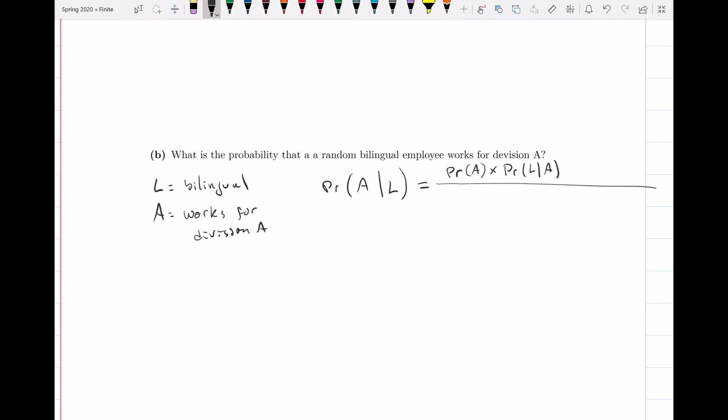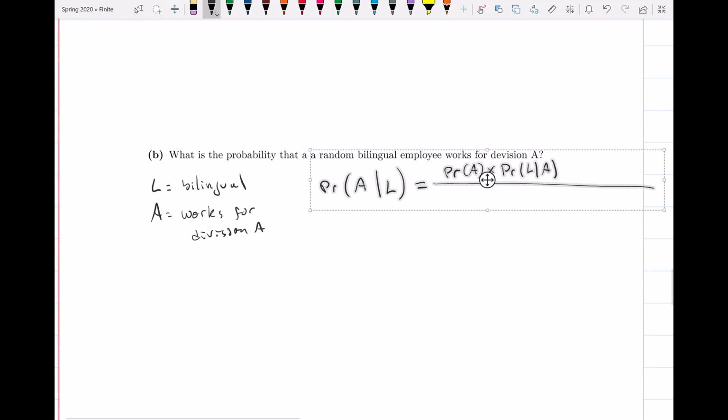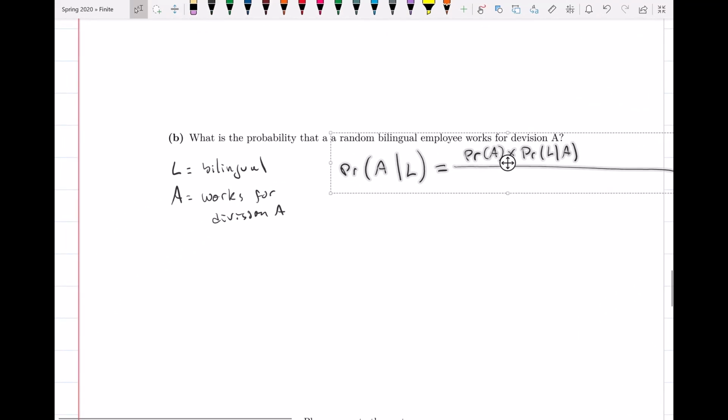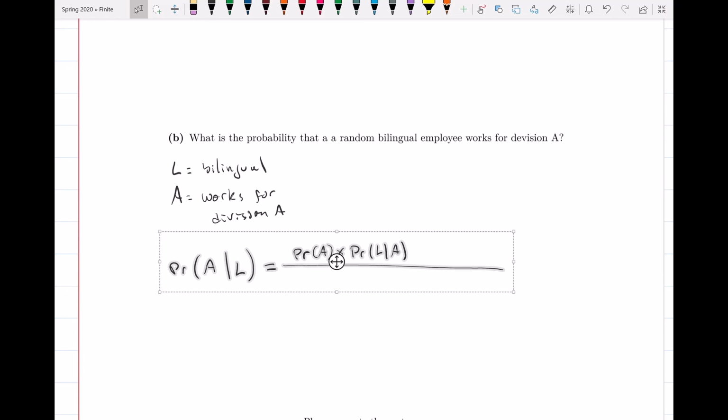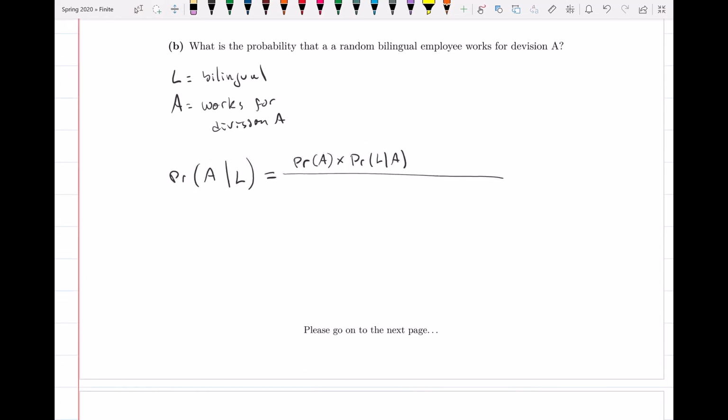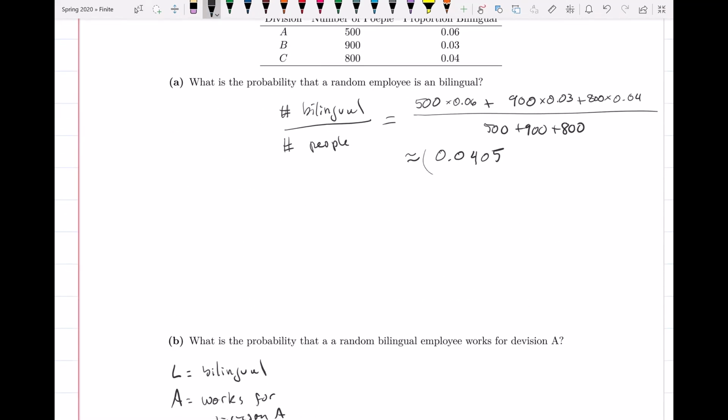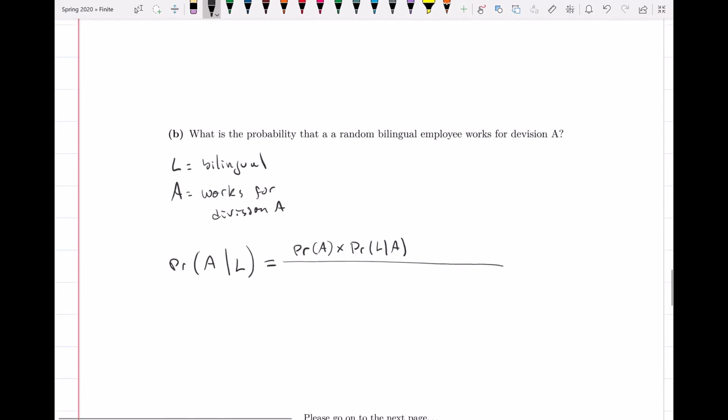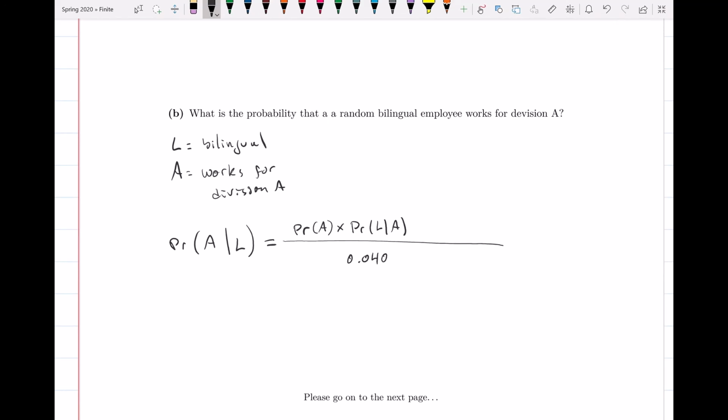divided by, on second thought, I'm going to move this down so that I have room. All right, so divided by all the different ways they could be bilingual, right? Which is actually what we computed before, so it's just this number. So 0.0405. And that comes out to be, actually I didn't calculate this beforehand, so I'm going to need to do this real quick.